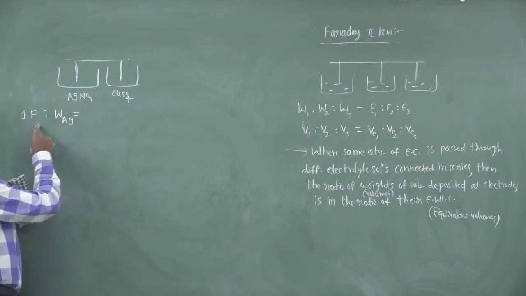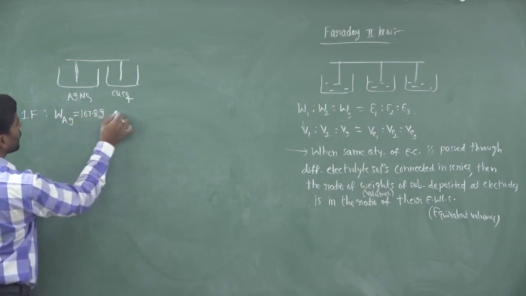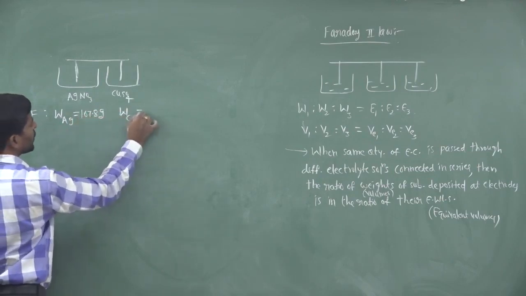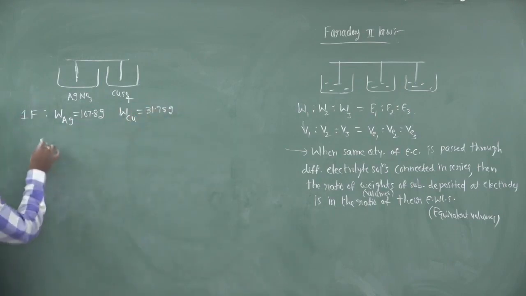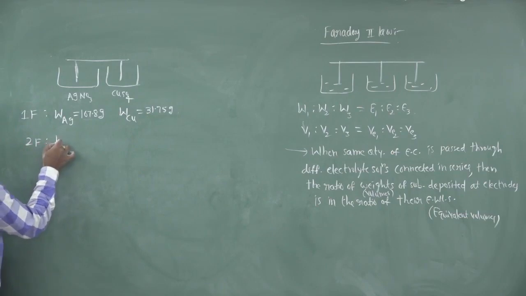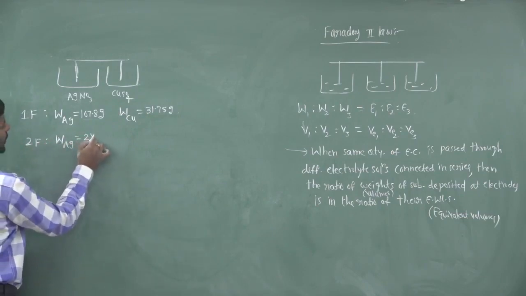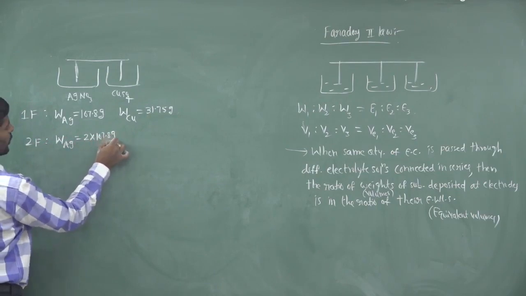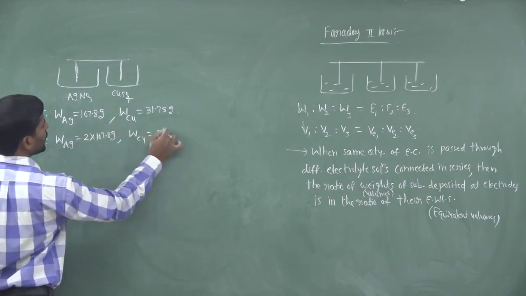It is nothing but its equivalent weight for 1 farad, that is 107.8 grams. What about the weight of copper deposited? 31.75 grams. Now if you pass 2 farads of electric current, what is the weight of silver deposited? 2 into 107.8 grams.